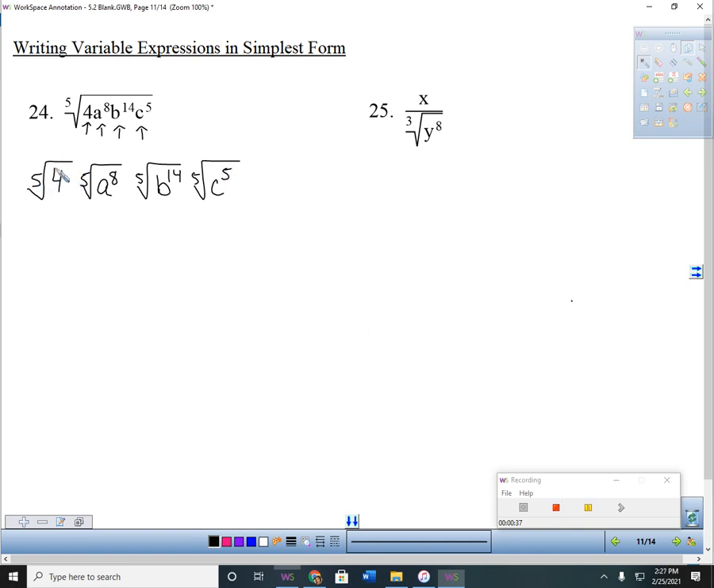So 4, that's just 2 times 2, right? So there's not 5 or more of any prime factor. So I'm just going to leave that one alone. I can't do anything with it. But I can split a to the 8th because 8 is bigger than my root of 5. So I'm going to split this one.